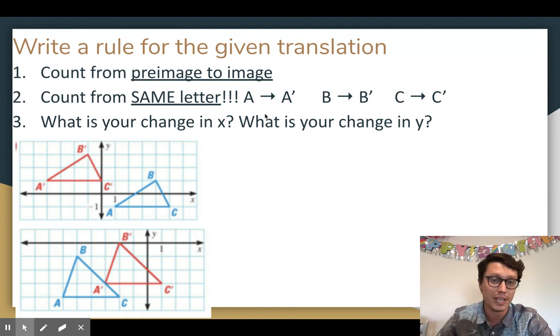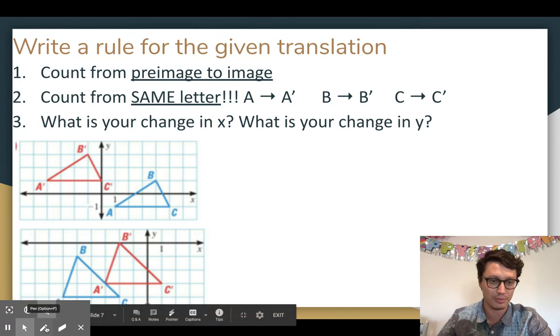What is your change in x? What is your change in y? So here, think, which one's the pre-image? Red shape or blue shape? Blue shape is your pre-image because ABC does not have any primes. Red is the image because A prime, B prime, C prime.